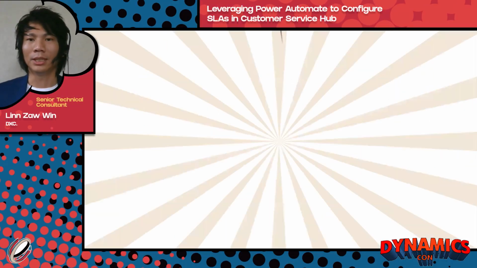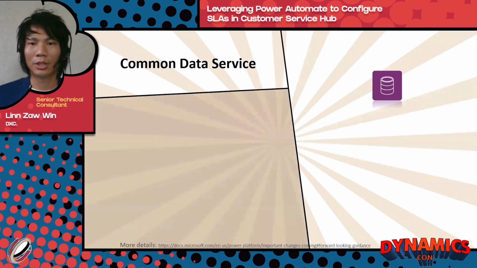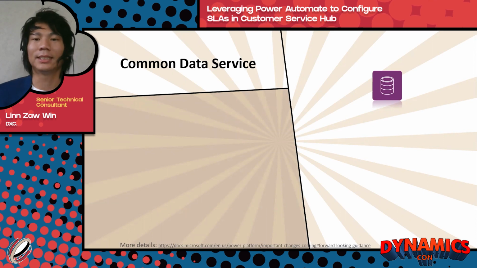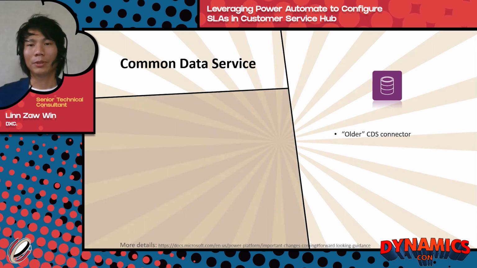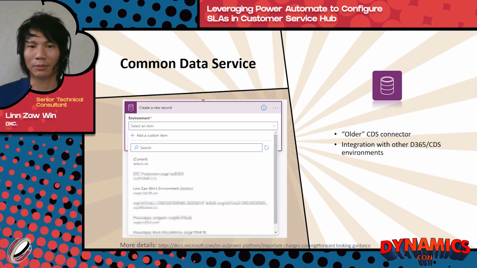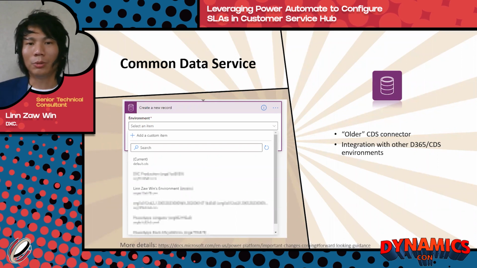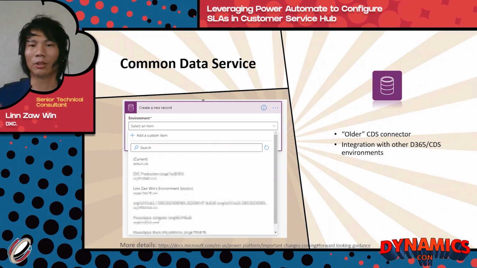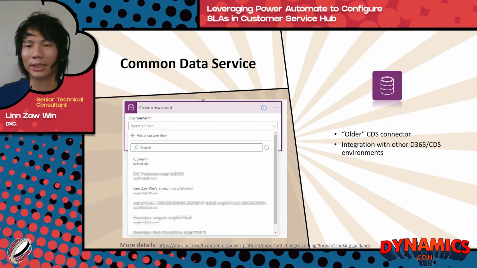For those actions which are not available with the CDS current environment connector, we can use the old CDS connector. Sometimes we call this the standard CDS connector. One of the most common use cases for the standard CDS connector is when we integrate with other Dynamics 365 or CDS environments. With that connector, we can create or update records in different environments, which is currently not yet available in the CDS current environment connector.